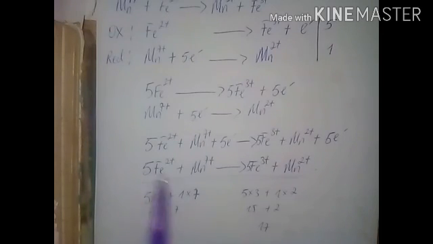And let's check the mass. We have 5 atoms of iron here and 5 atoms of iron. It means iron is balanced. And then here we have 1 manganese and 1 manganese. This shows that manganese is balanced.